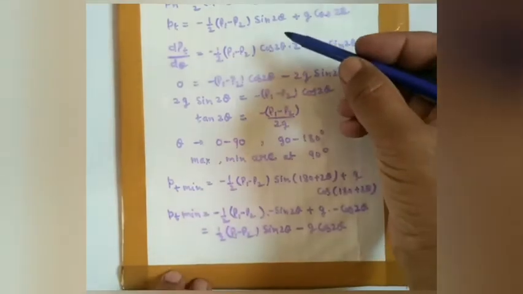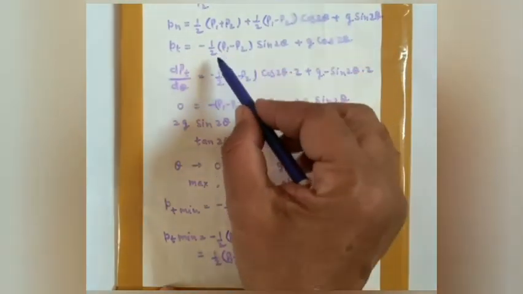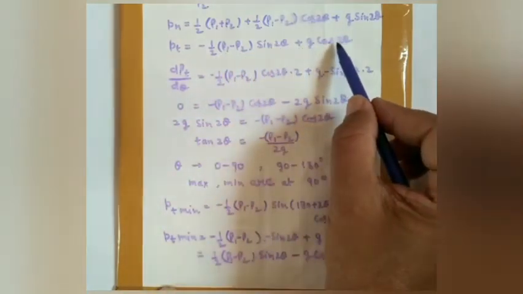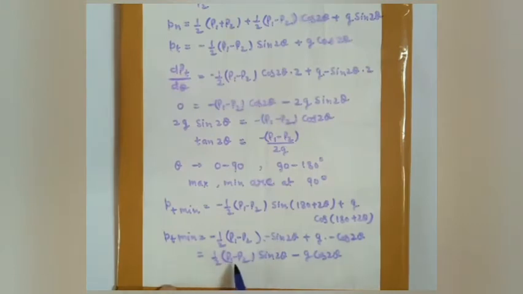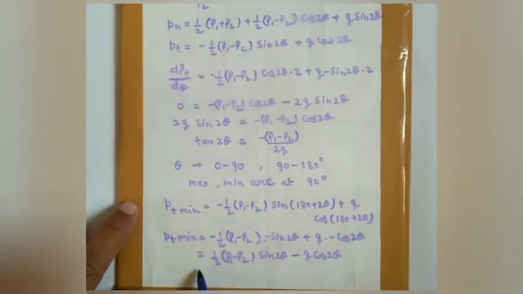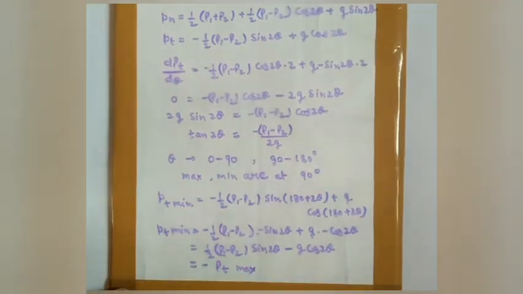If we examine, Pt max is minus 1 by 2 (p1 minus p2) sine 2 theta plus q cos 2 theta. Then Pt min is plus 1 by 2 (p1 minus p2) sine 2 theta minus q cos 2 theta. So it is just opposite in sign and magnitude remains same. So we can write it is equal to minus Pt max. So we can conclude Pt max and Pt min are equal in magnitude but opposite in direction.